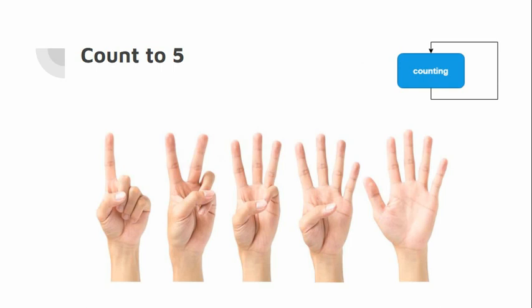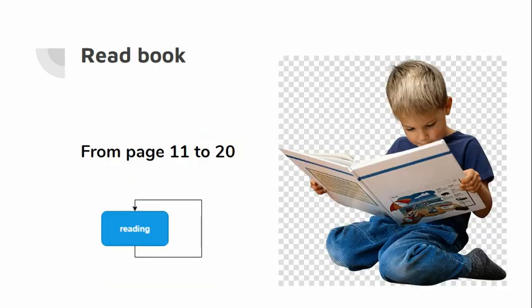Another example is count 1 to 5. So we are counting 1, 2, 3, 4, 5. So that's the repetition. Another example could be reading a book from page 11 to 20. So we read the page, again we read the page, again we read the page.